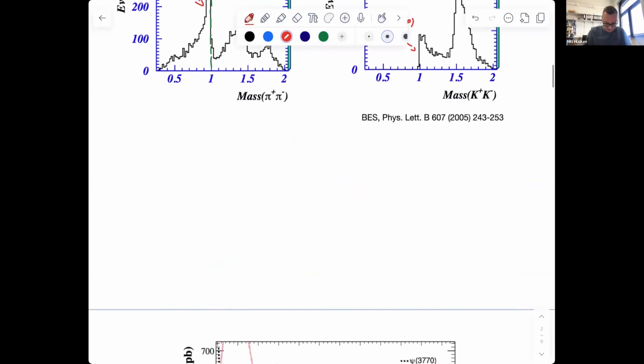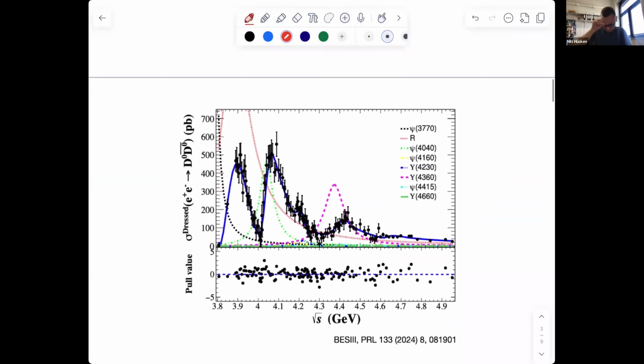I want to show you a second example. That's a much more recent plot, this one from BESIII. This is the ±2d bar. I'm showing this example because this is what I've most recently been working on. So again, very personal choice here.